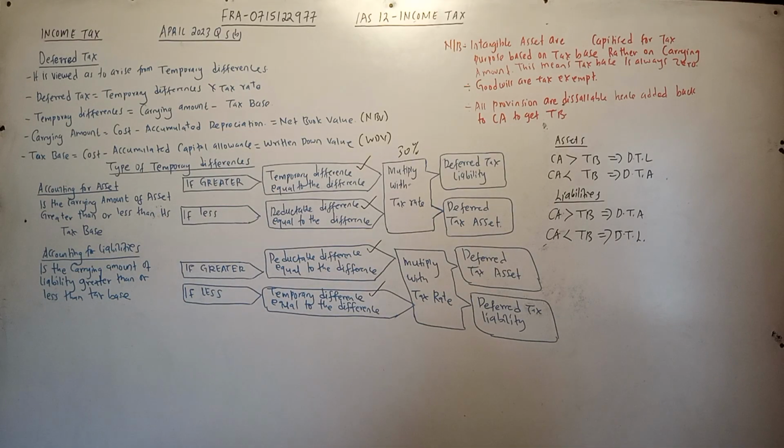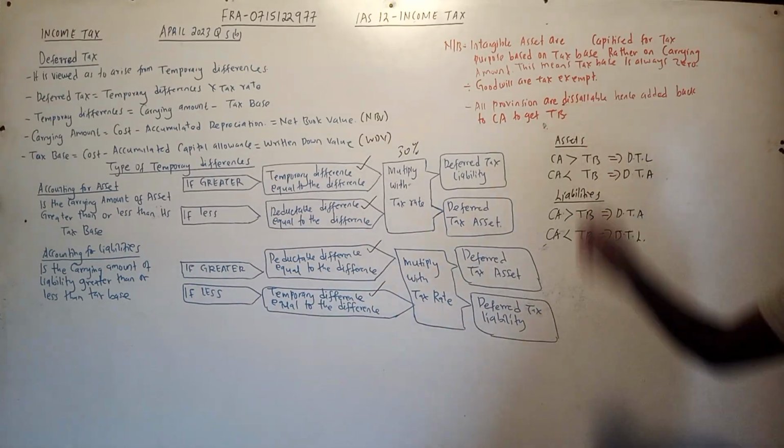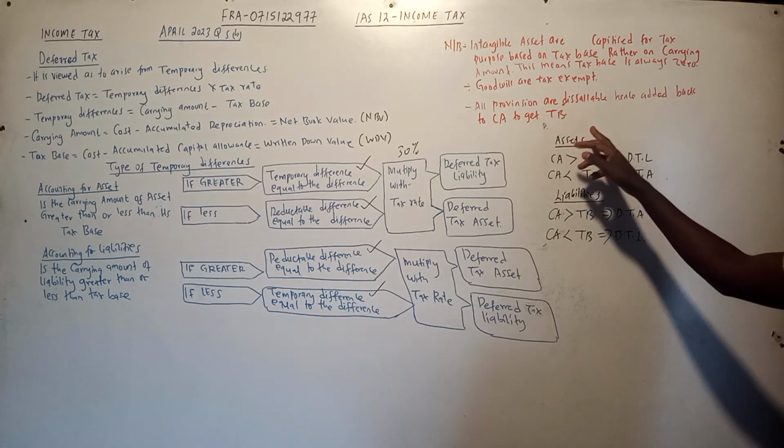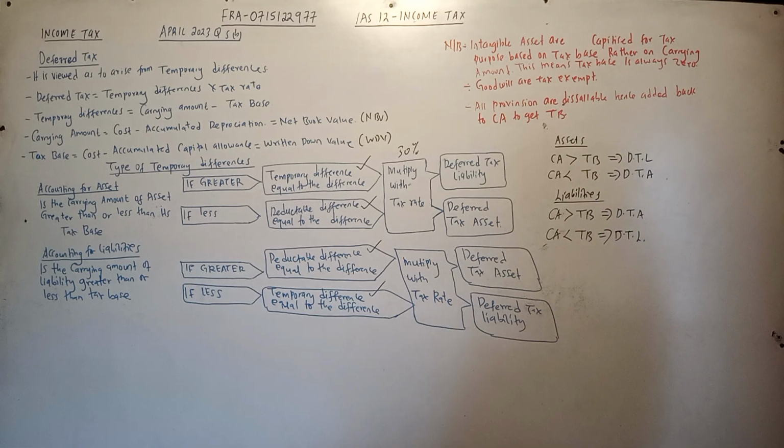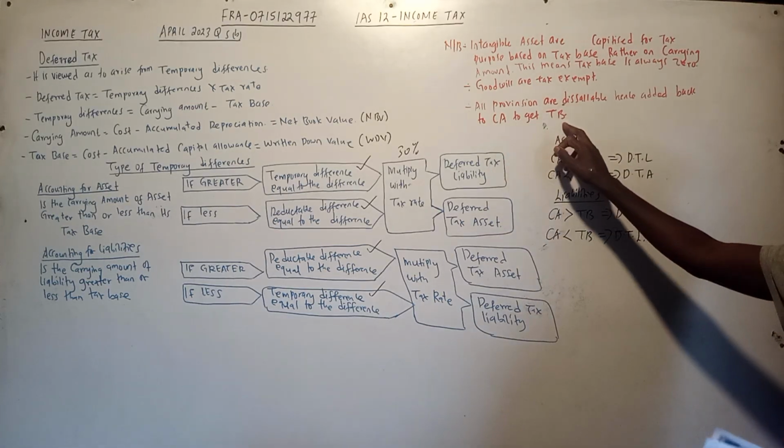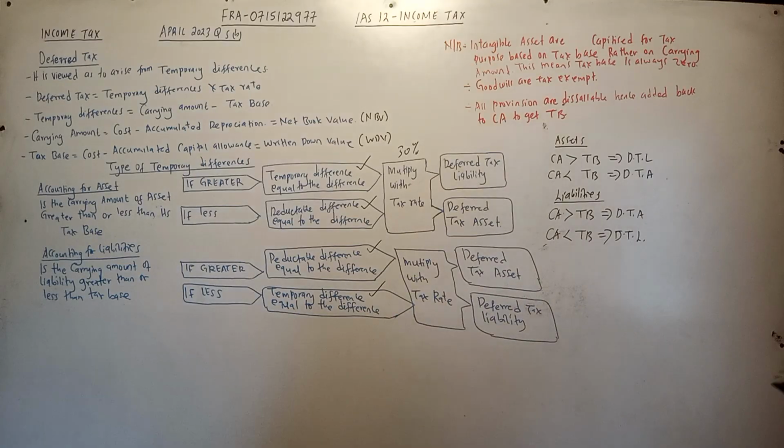What does it mean? If the intangible assets are capitalized for tax purpose based on tax base, it means that the tax base is zero. So when you talk about the intangible asset, the tax base will always be zero. Goodwill are tax exempt, and all the provisions are disallowable expenses. So all the provisions are treated as disallowable, and in that case, they are added back to the carrying amount to get the tax base.